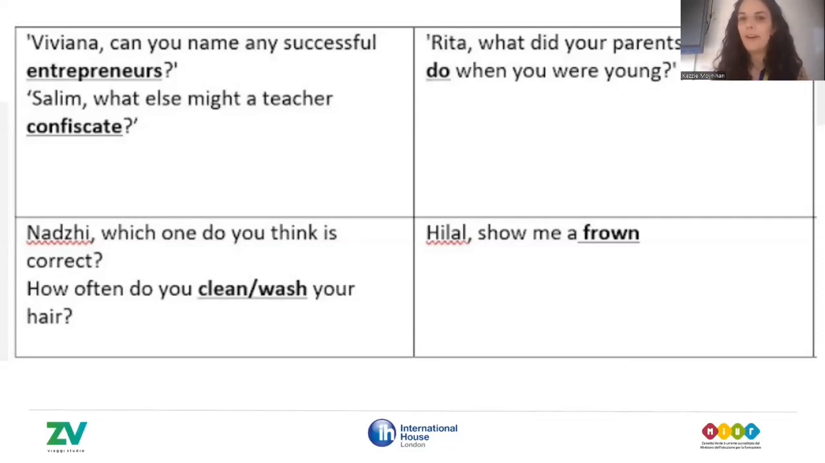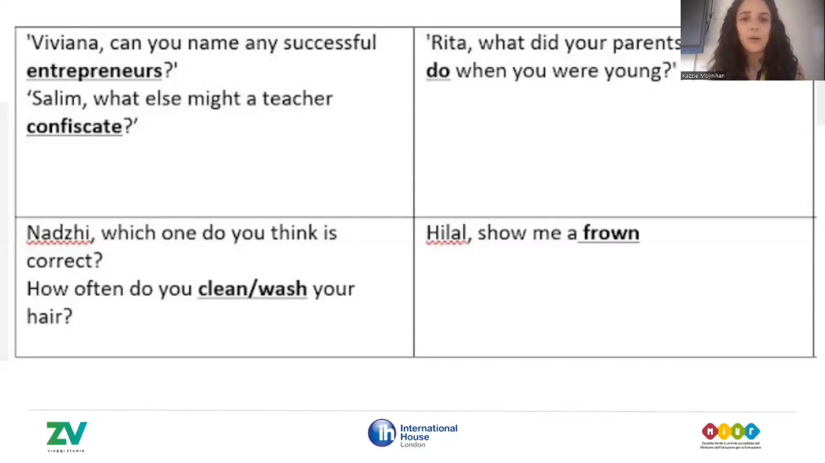Rita, what did your parents make you do? Again, eliciting personalized examples and also getting them to think about what kind of things they were made to do, personalizing it and also getting more examples. Nazi, which one do you think is correct? Checking their understanding by asking them which one they think makes sense.